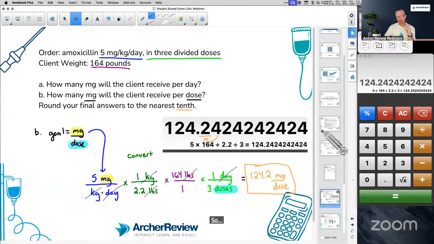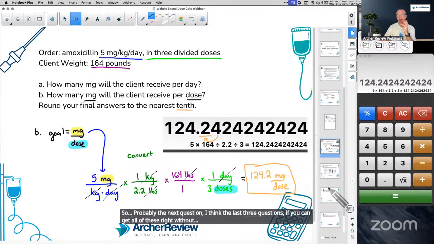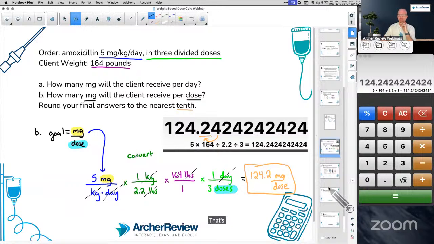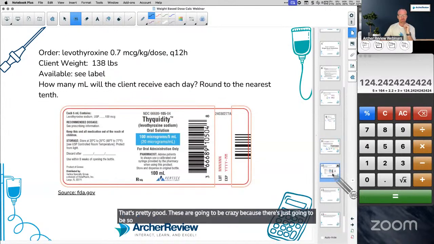Probably the next question, I think the last three questions, if you can get all of these right without doing dimensional analysis, that's pretty good. Now, these are going to be crazy because there's just going to be so much going on here. So let's look at this problem.